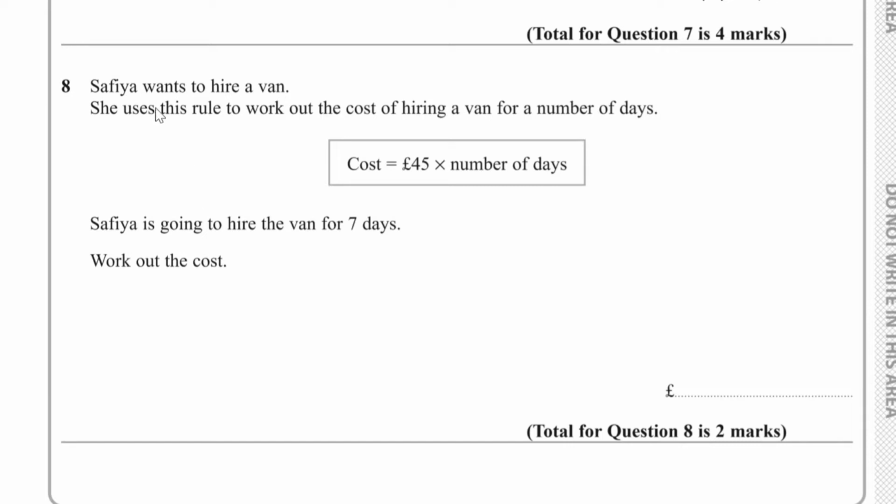Question number 8. Safia wants to hire a van. She uses this rule to work out the cost of hiring a van for a number of days. The cost is equal to 45 pounds multiplied by the number of days. Safia is going to hire the van for 7 days. We have to work out the cost. Well, the cost, C, is equal to 45 multiplied by 7, because we've got 7 days, and if we work this out, we get 315.